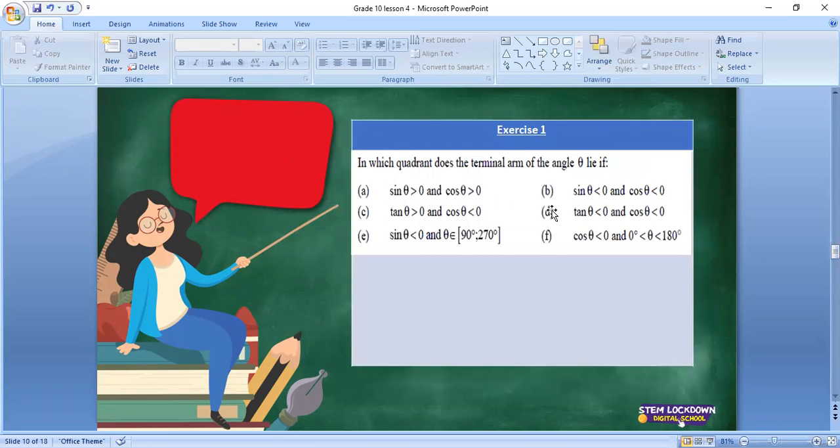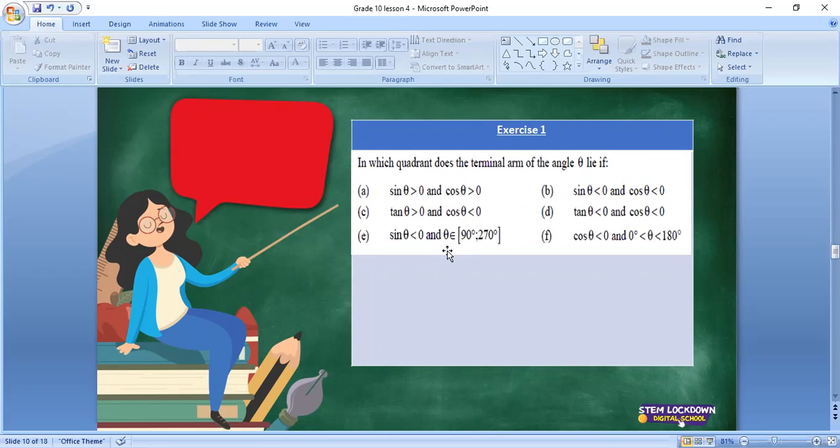Question D says tan is less than 0, meaning tan is negative, and cos is less than 0, so cos is negative. Which quadrant has tan negative and cos negative? That means the second quadrant, where only sine is positive. So D is the second quadrant. In the second quadrant, tan is negative, cos is negative. Less than 0 means negative.